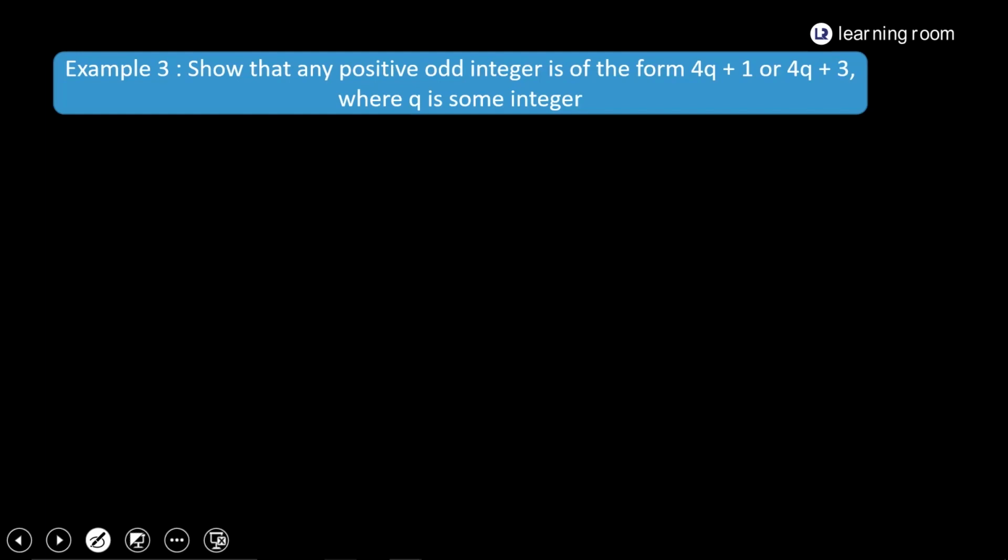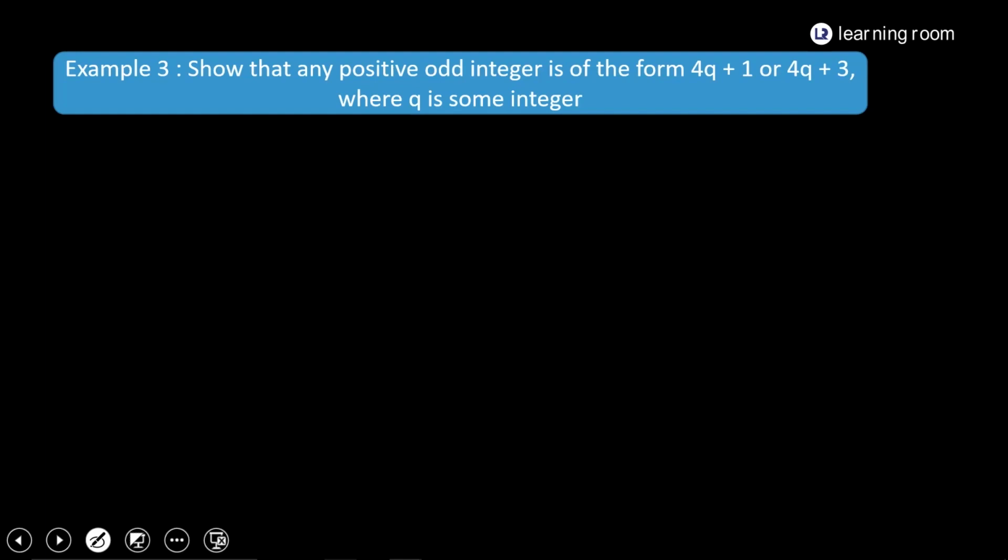So using Euclid's lemma, we need to prove it. If you substitute any quotient, any integer, 4q will always be even, right? 4q is always divisible by 2. That's why 4q is always even. So did you understand this one?